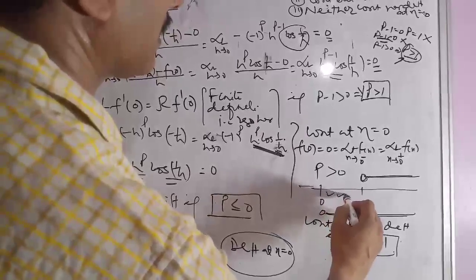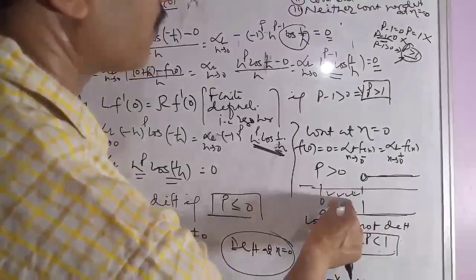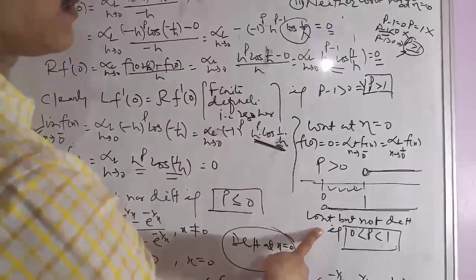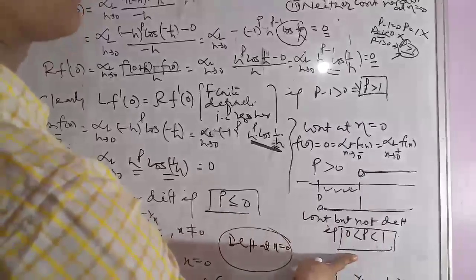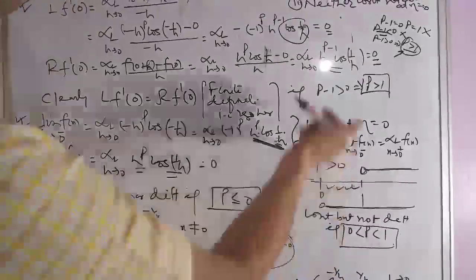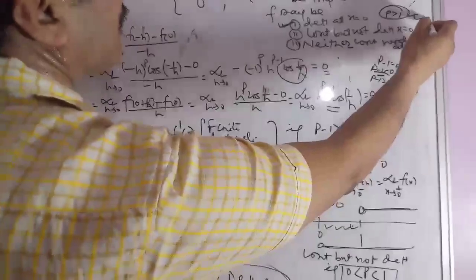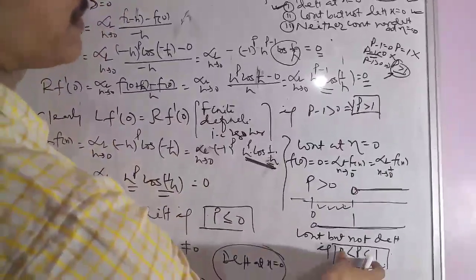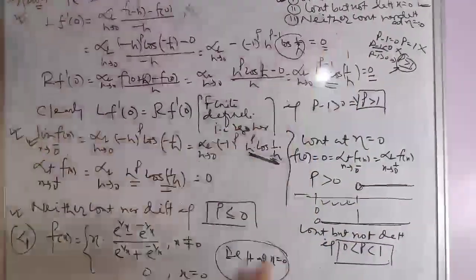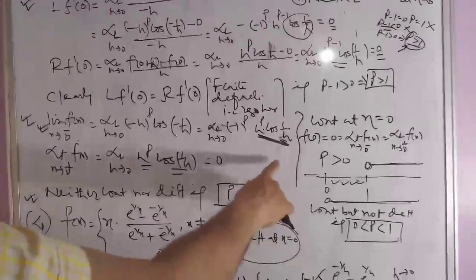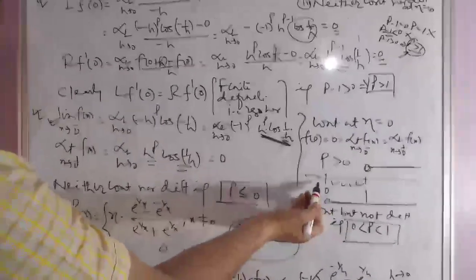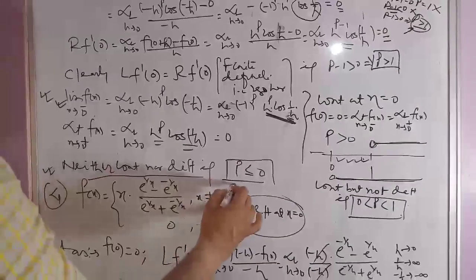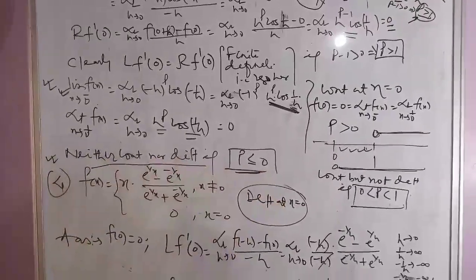So in this region, with p lying between 0 and 1, the function will be continuous but not differentiable at x equal to 0. So: differentiable at x equal to 0 for p greater than 1; continuous but not differentiable at x equal to 0 for p lying between 0 and 1; neither continuous nor differentiable if p is less than or equal to 0.